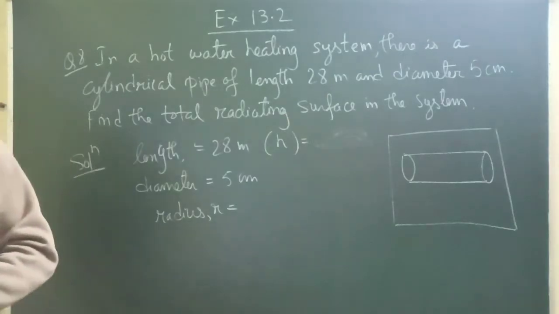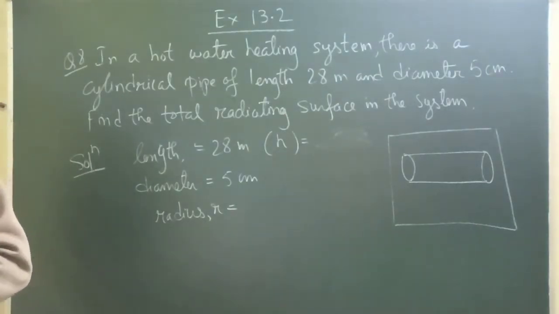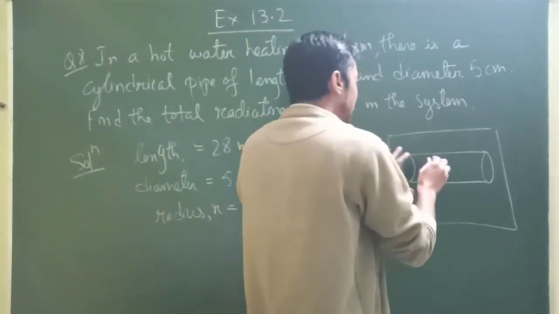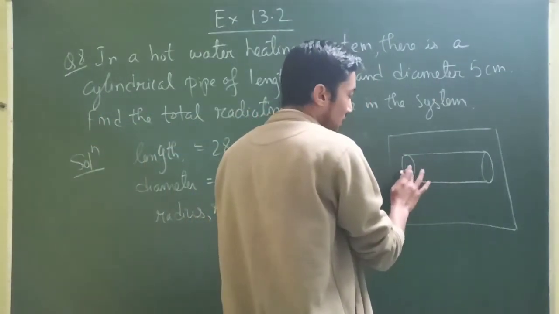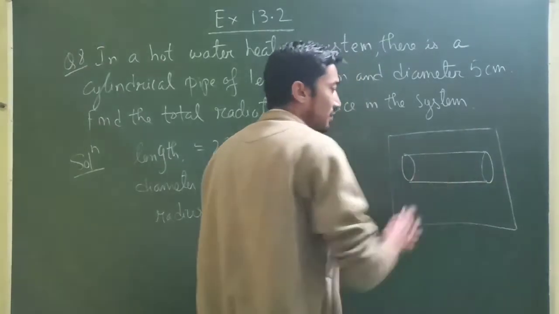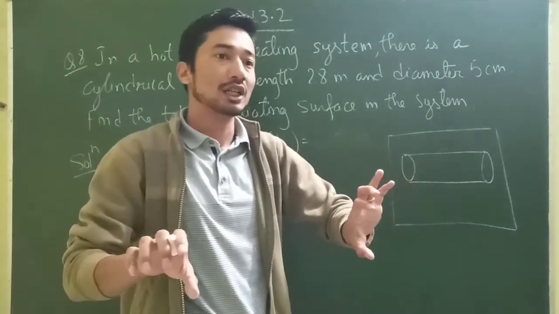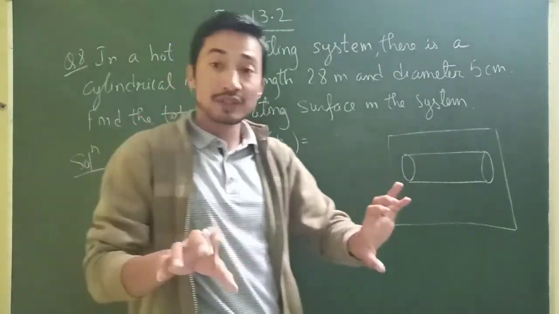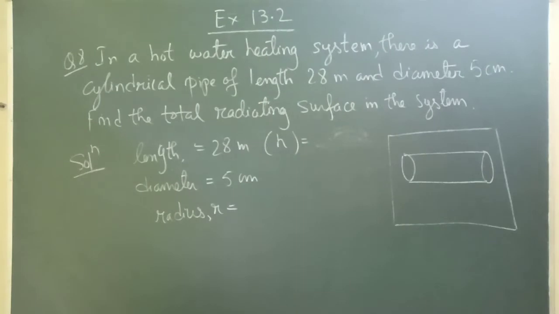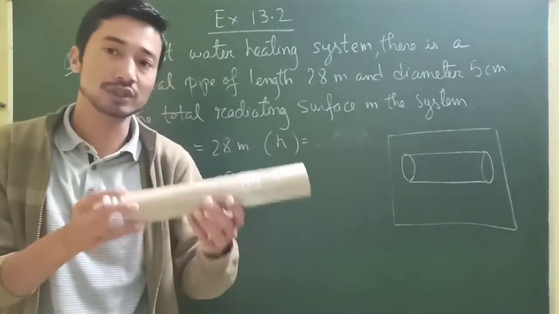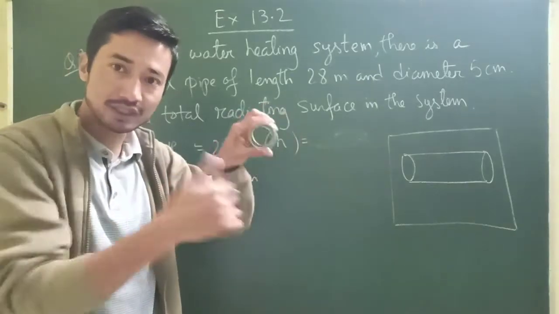Find the total radiating surface in the system. Since this is a pipe, please remember that the top and bottom surface will not be there because it is a pipe. So the total radiating surface is actually the curved surface area only, isn't it? Because if this is our pipe, we have these holes through which the water will flow. So the radiating surface will be the curved surface area only.